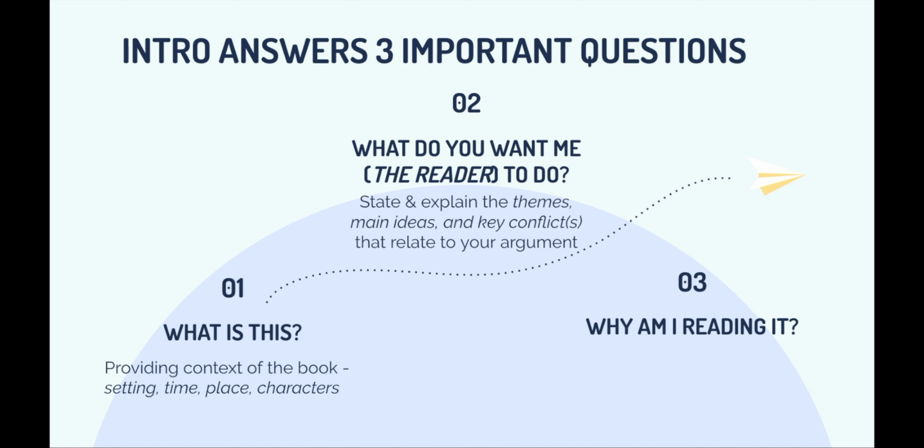Number 2, what do you want me to do as the reader? So you're stating and explaining themes, main ideas, key conflicts that are related to your essay prompt, or in this case, the argument. And number 3, why am I reading it? This is where you're stating the point of the paper. You're stating your thesis statement. This lays out the direction that your paper is going to take.